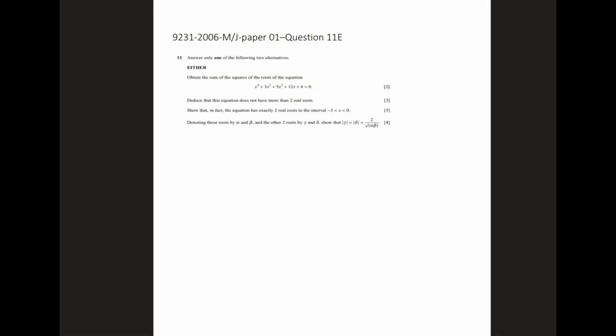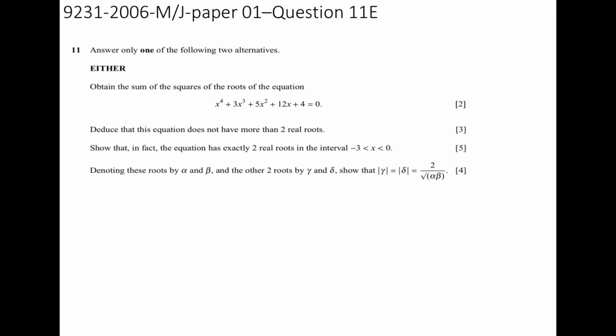Let's look at these questions. This is about roots of polynomial. Obtain the sum of the square of the roots of the equation. So sum of the square of the roots. Imagine that if we say that the roots of this polynomial are alpha, beta, gamma, and delta. Let's say these are the roots.